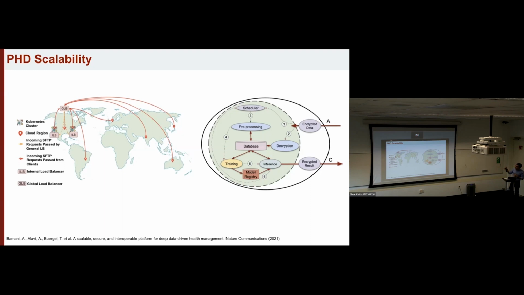And on the right side, that's the machine learning cluster that is basically a scheduler and some pre-processing and training and inference for different machine learning algorithms. And the other good thing is that model registry frameworks such as MLflow can also be added to the system. And then the encrypted data is coming, and the result would be encrypted again and sent back to the participants.